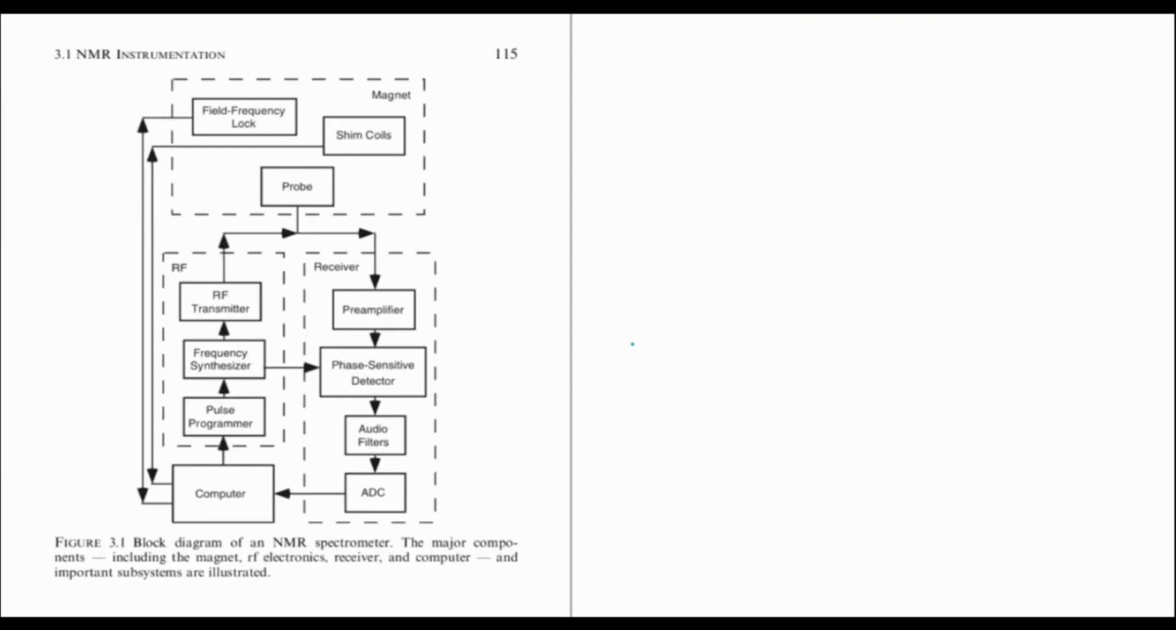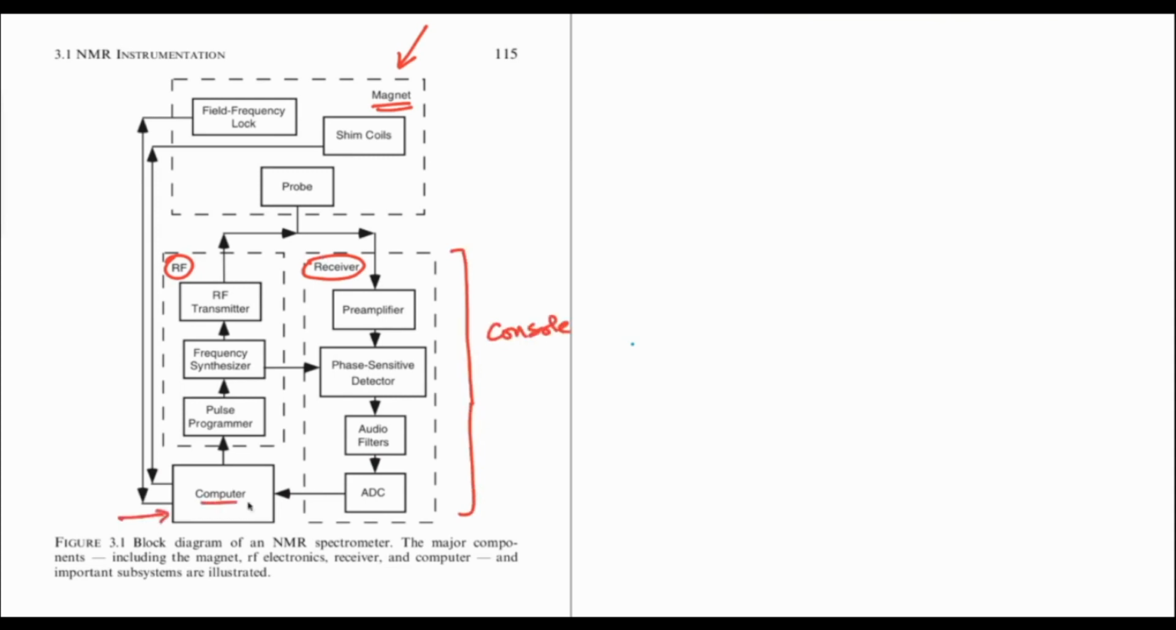So let's start with the block diagram, which helps us understand what the different components are. In the NMR spectrometer, you have three individual components, as you are able to see. One will be the magnet, as written here. The other will be the RF circuitry and the receiver circuitry. These two would be a part of something called a console.